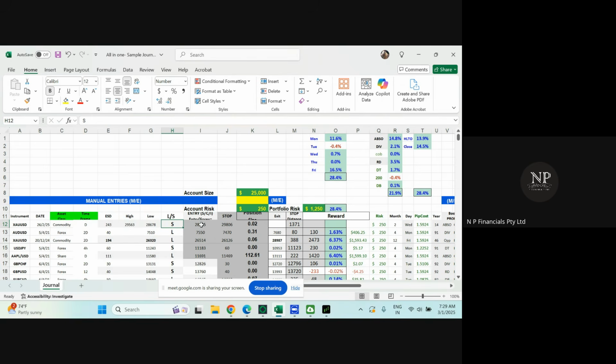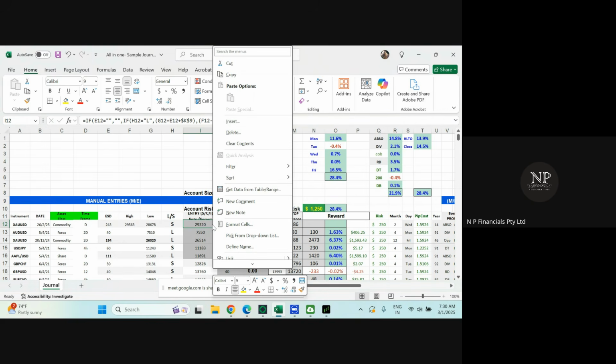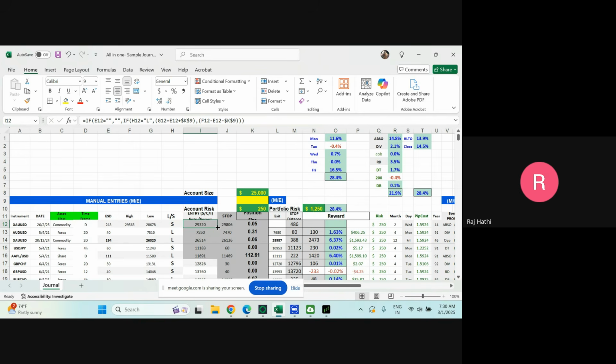low minus, click on that. So it is low minus the ESD, low minus 243. Then go to the formula column and change that G to F. Very good. Enter, and copy that and paste it down. Control C and Control V. Or can I just drag this directly? Yes, you can drag it.